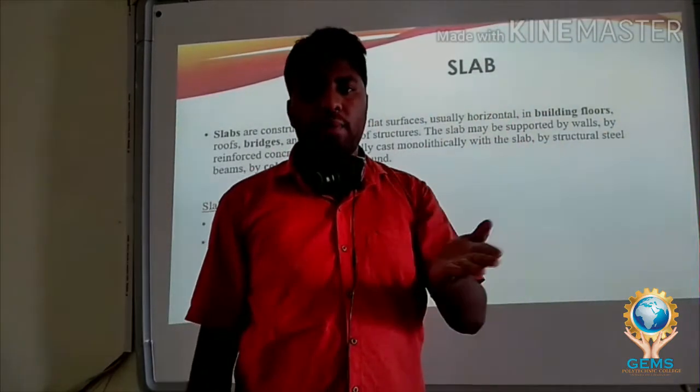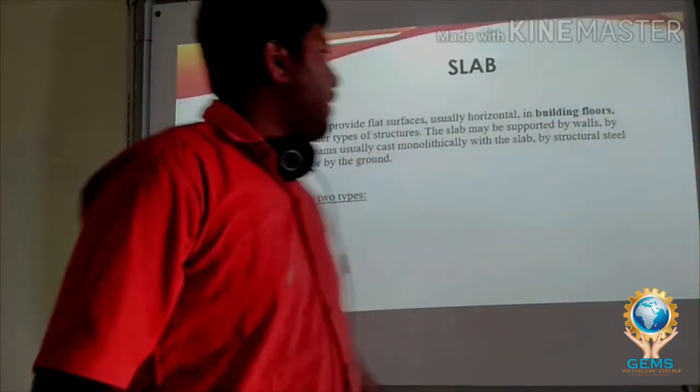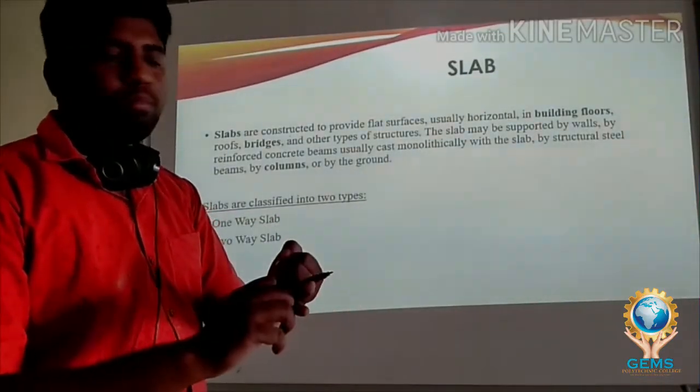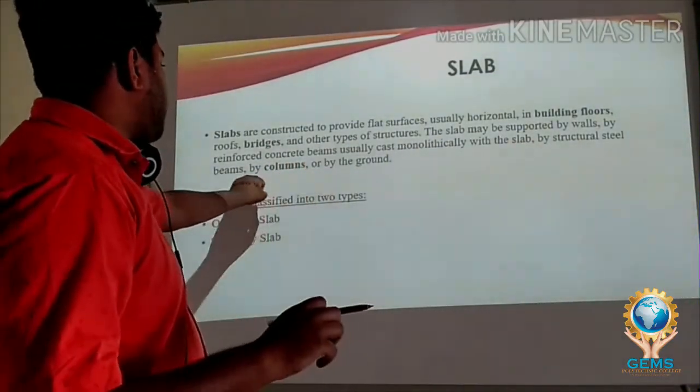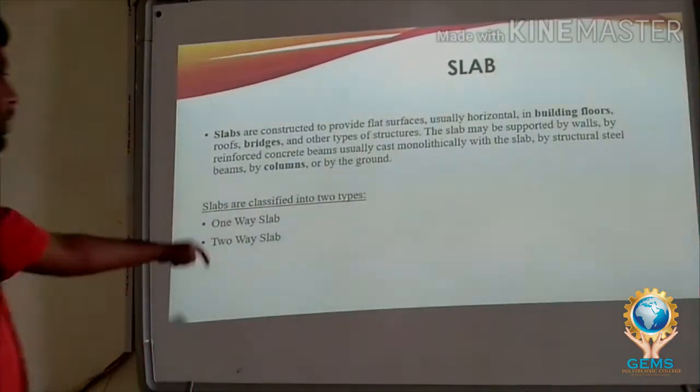That flight is a slab. In staircases, it is termed as a flight. Okay, the slab. Other structures also. A slab is supported by walls, by columns or beams, or by the ground. This is a slab.